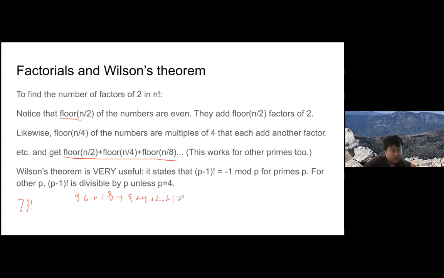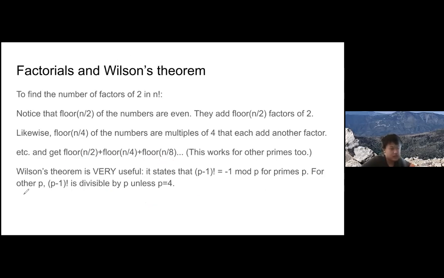So you add these all together and you get 70. So that means there are 70 factors of 2 in 73 factorial. By factor of 2, I mean like 2 to the 70 divides 73 factorial. This also works for other primes.